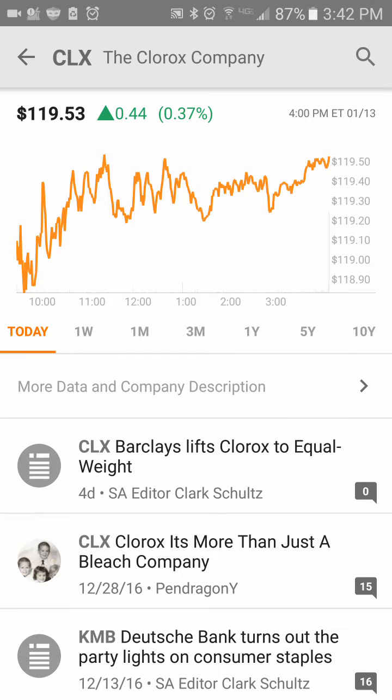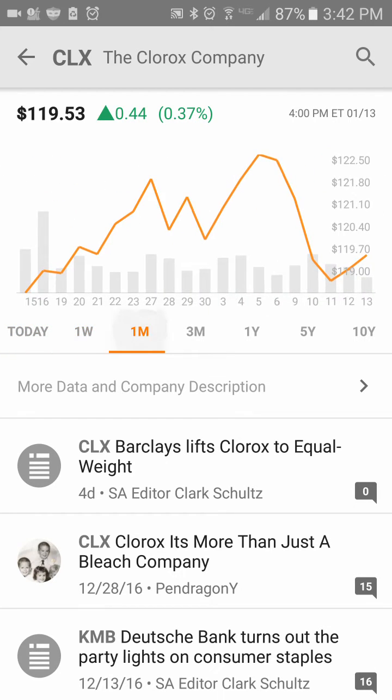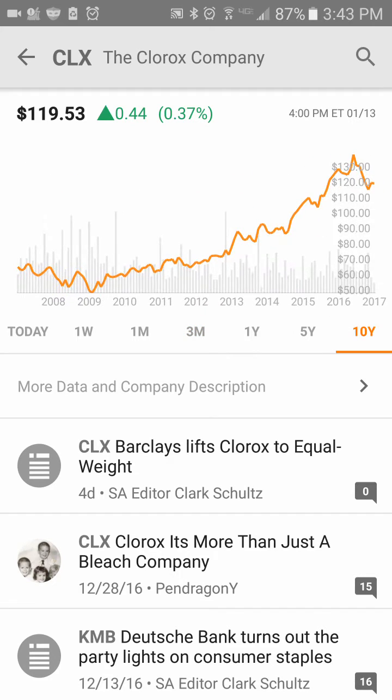You can look at different range charts on this app as well. You can go all the way up to 10 years. You can see on a 10-year chart, I mean, this company looks good. Looks like it's had a drop very recently in this past year towards the end. But overall, it's a pretty good company.